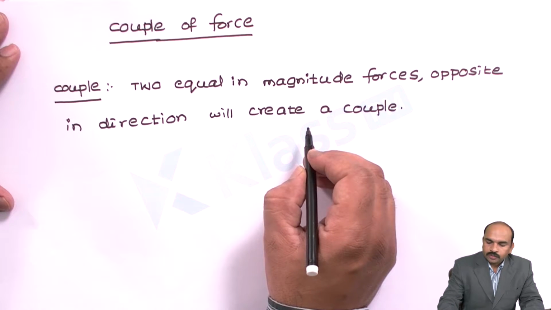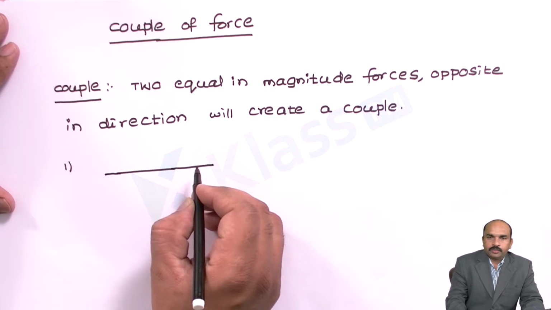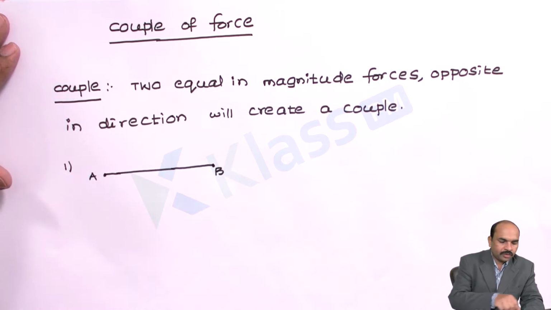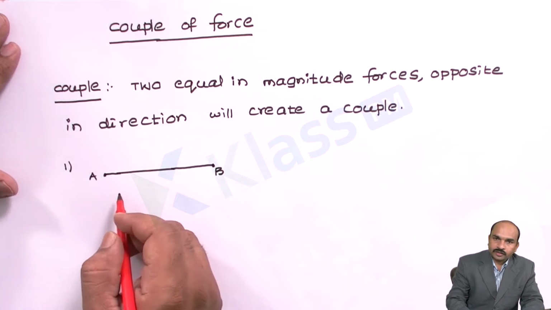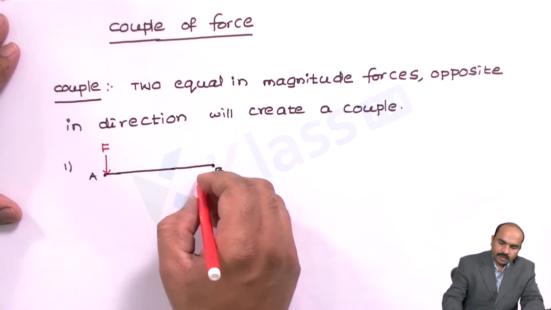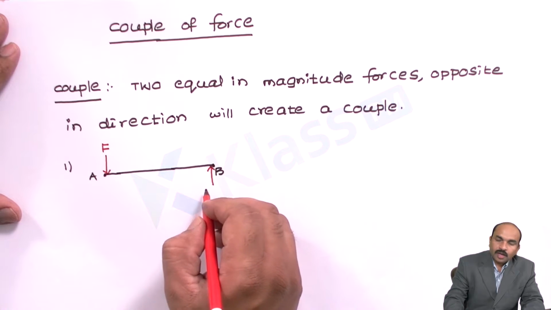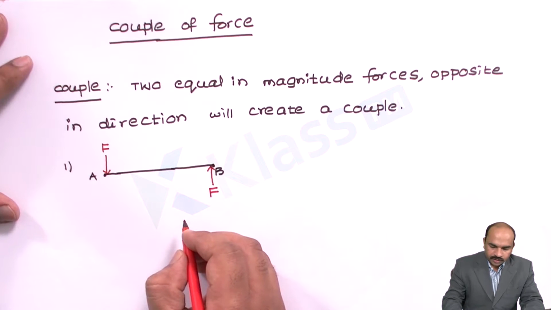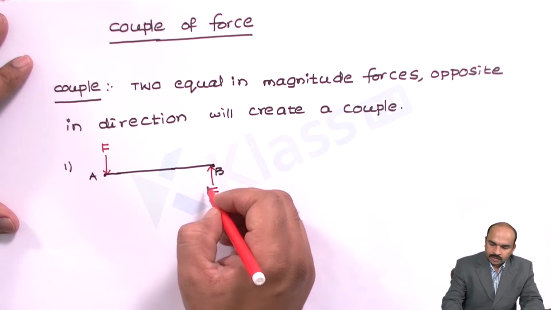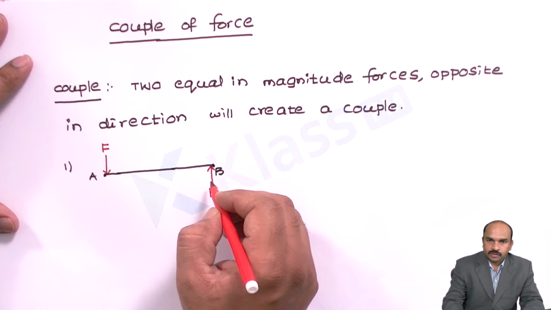So let us study this couple with the help of a simple diagram. Let us take an object or a beam, let us say. Let this end point be A, this point be B. So let us say the two forces are acting on the body. One is a downward force at point A and the other is a force of the same magnitude but opposite in direction, like this. Now you can see here at point A this force will be acting downward and at point B there is the same force, the magnitude is the same but it is acting in the opposite direction.